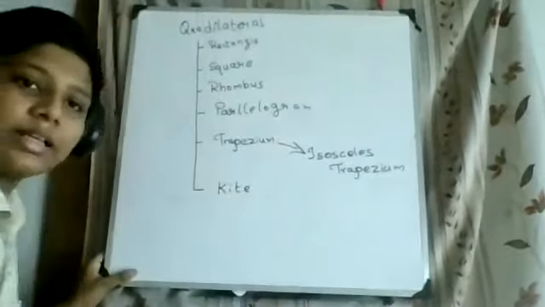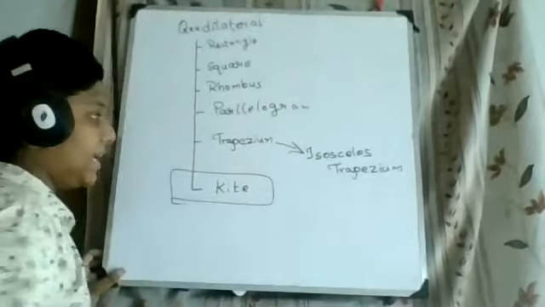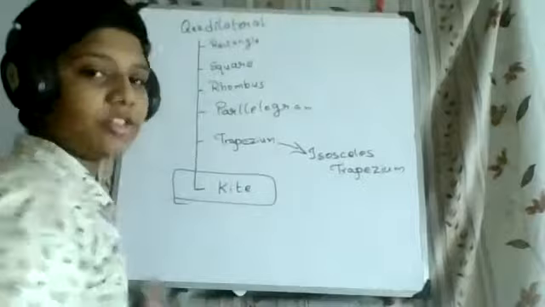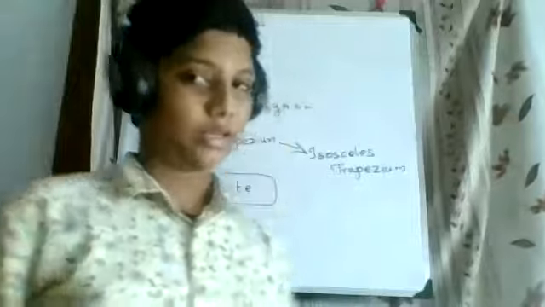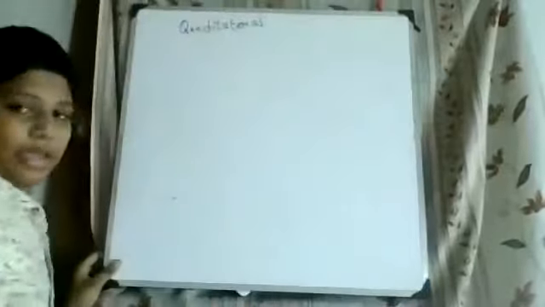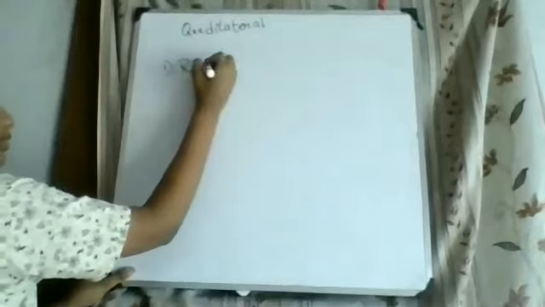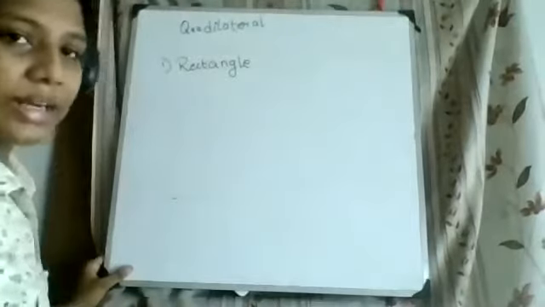And kite, this year, we need not discuss. If we learn till trapezium, it's enough. But I will tell some points on kite, though we are not going to discuss it briefly. Now, what is the first quadrilateral I said? It is rectangle. Let us see rectangle.